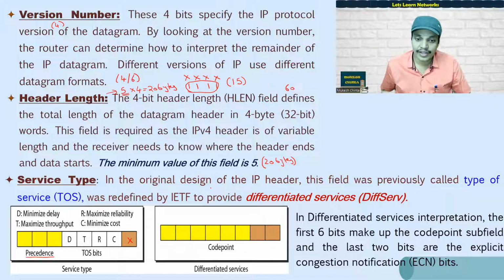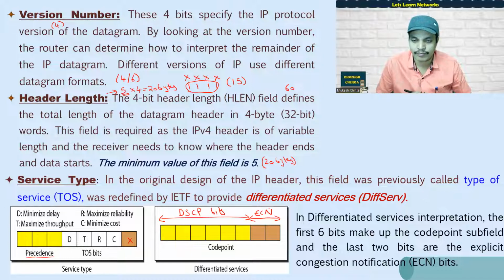If you come to the differentiated services part, the first 6 bits are called the differentiated services code point bits, and the last 2 bits are called the ECN bits, which are used for explicit congestion notification. If a router or a particular node is facing congestion, we use those 2 bits to convey that information to the others.